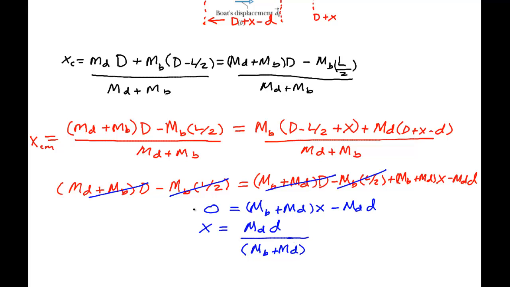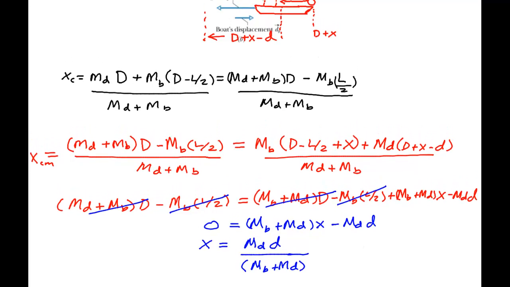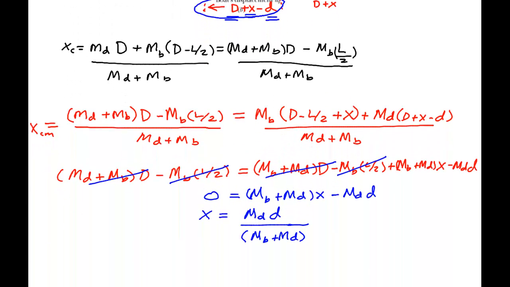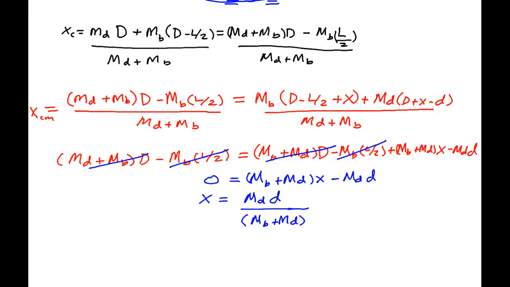It's not the question that was asked. The question that was asked was to find the new location of the dog from the shore, which is the distance D plus x minus this d. In other words, it's this distance right here that I'm asked to find. And I needed to find x because I knew the distance the dog walked and I knew the total distance. So let's put that into that equation. We'll call that x of the dog.